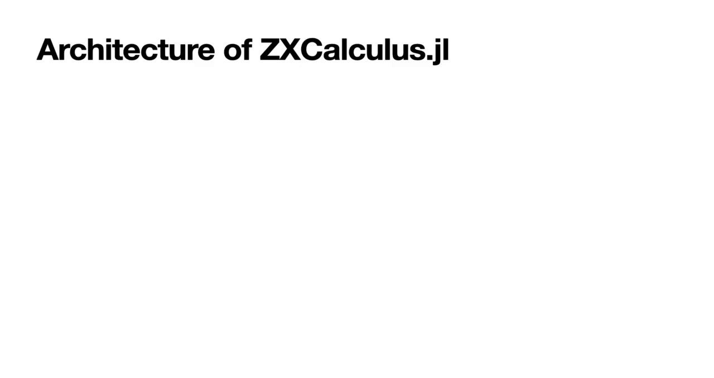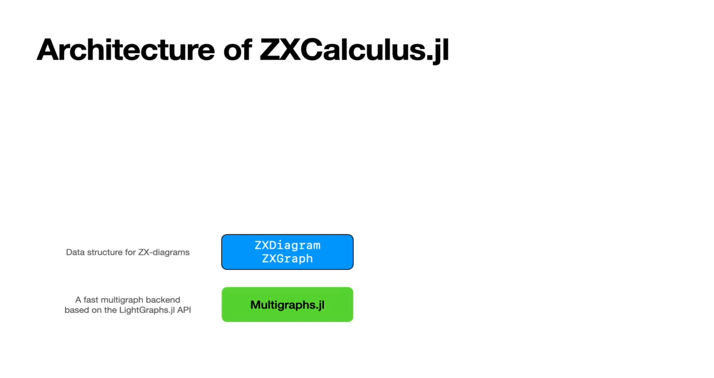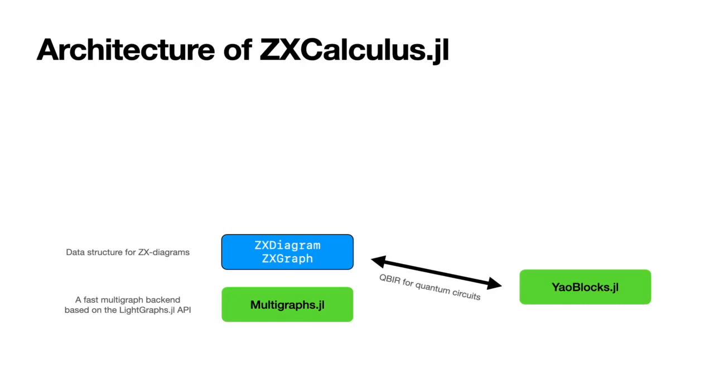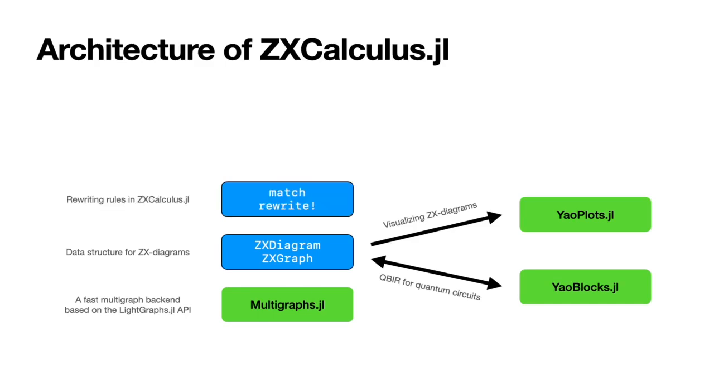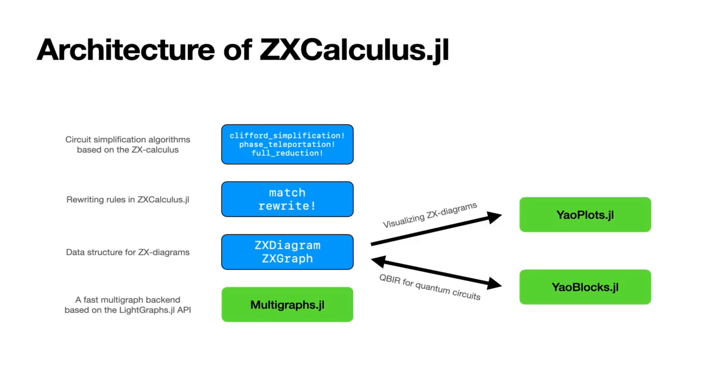After introducing the ZX calculus, let's take a look at this package. The low-level data structure to represent ZX diagrams is the multigraph data structure. We developed a package, Multigraphs.jl, for this. And based on Multigraphs.jl, we define ZX diagram and ZX graph. We provide various methods to create ZX diagrams. Moreover, you can convert quantum circuits, which are defined in Yao, an efficient and extensible quantum simulator in Julia, to ZX diagram. And you can use the YaoPlots.jl package to visualize ZX diagrams in ZXCalculus.jl. We provide APIs for matching and applying rules. Based on these rewriting rules, we develop some state-of-the-art circuit simplification algorithms.